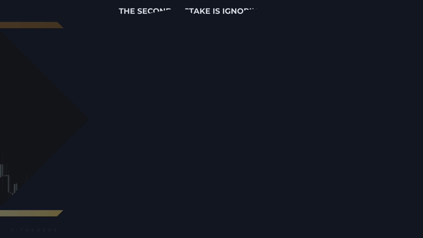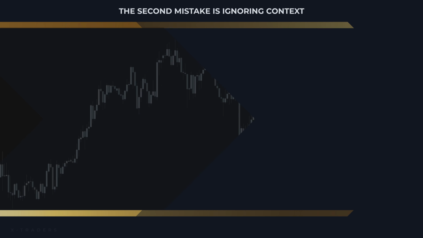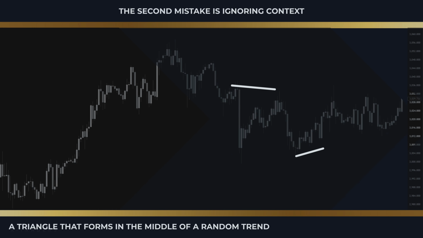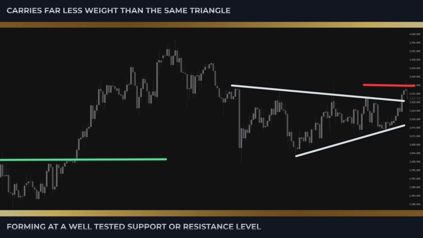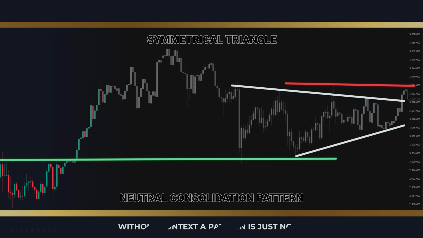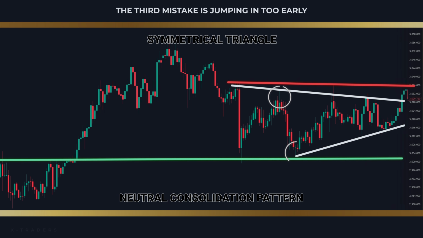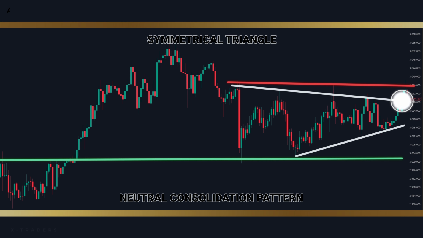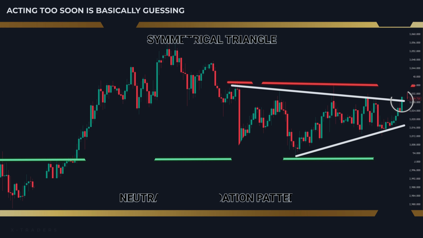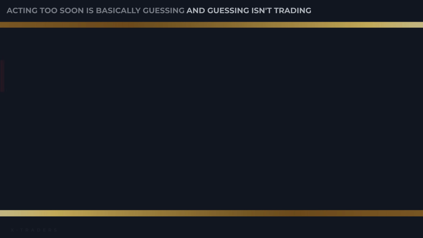The second mistake is ignoring context. A triangle that forms in the middle of a random trend carries far less weight than the same triangle forming at a well-tested support or resistance level. Without context, a pattern is just noise. The third mistake is jumping in too early. A pattern isn't valid until a breakout or breakdown confirms it. Acting too soon is basically guessing, and guessing isn't trading.